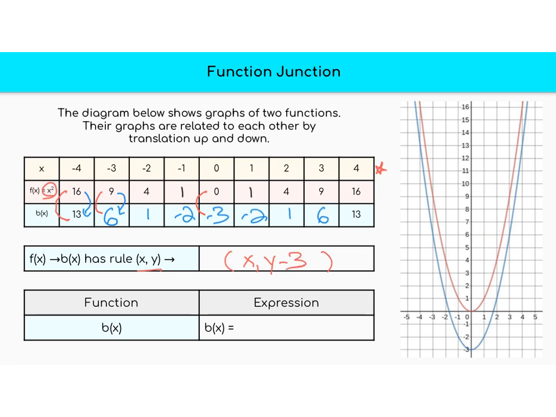And now finally we have our expression. We want to write an expression for b of x. What we want to remember is that these two parabolas were related. So f of x, which is really x squared, we're going to start our expression with x squared. And then what happened to this x squared? What happened to this red parabola? It went down 3. The way I'm going to represent that, down 3, is x squared minus 3. And here is my equation.